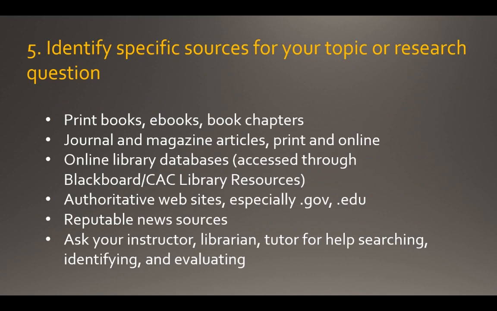And step number 5, now you're ready to identify specific sources for your topic or research question. Again, turn to print books, ebooks, or book chapters. You don't need to read an entire book. You can use chapters or sections of a book or an ebook. Look at journal and magazine articles, both print and online. Look at online library databases, again, accessed through Blackboard and CAC library resources.